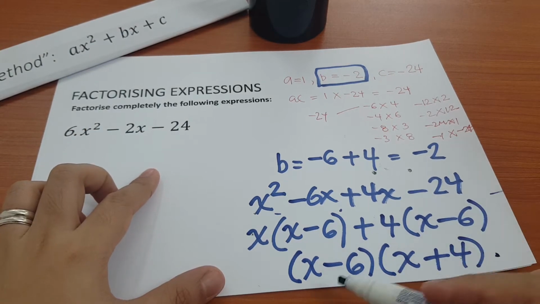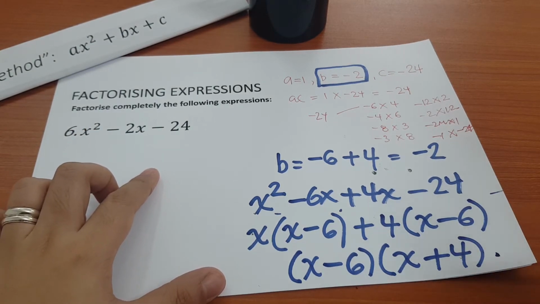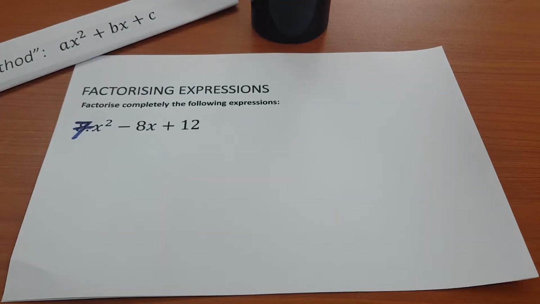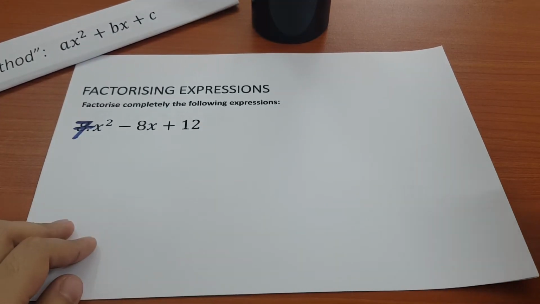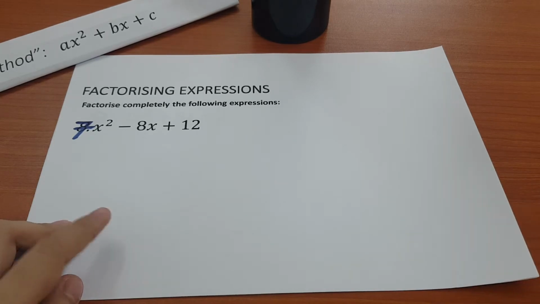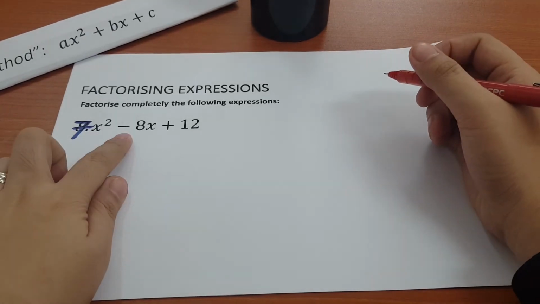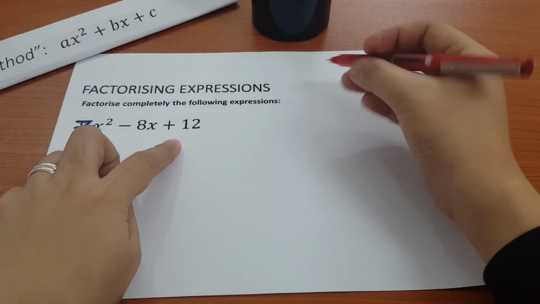And then to check your work, you just have to expand the bracket, just like what we did a while ago. Okay, let's have another example. X squared minus 8x plus 12. So your A, B, C. A is 1, B is minus 8, C is 12.